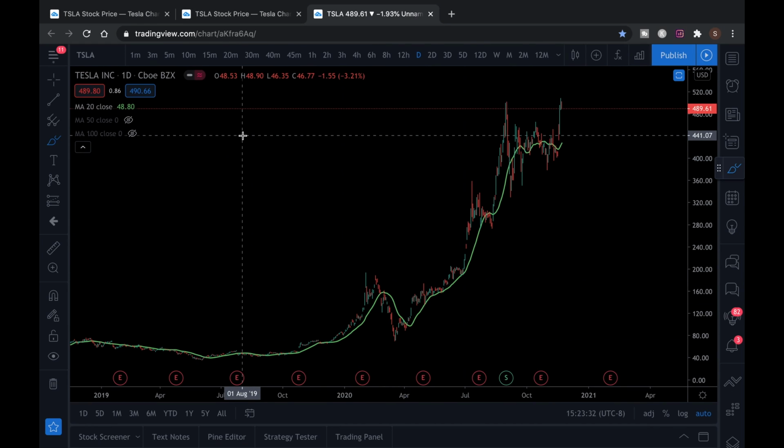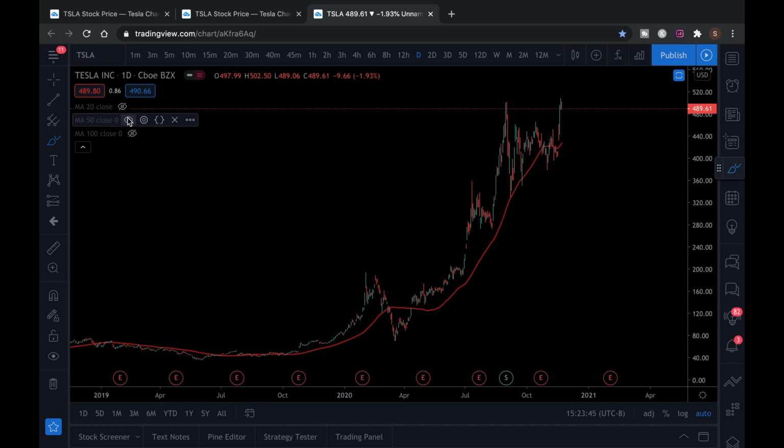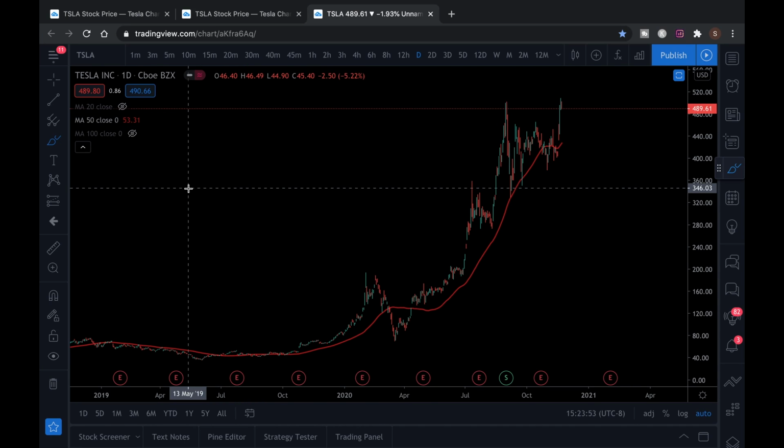Now guys, take everything I just told you about the 20-day moving average and apply it to all the other moving averages. Now instead of the 20, let's use the 50. By the way guys, you can use any moving average your heart desires. For me, I stick with the most popular, universally used moving averages, the 20, the 50, 100, and the 200.